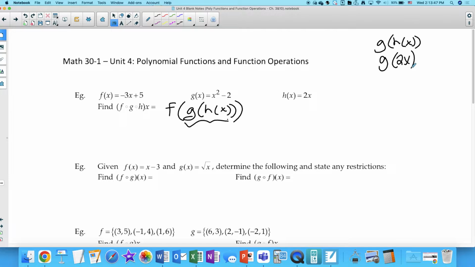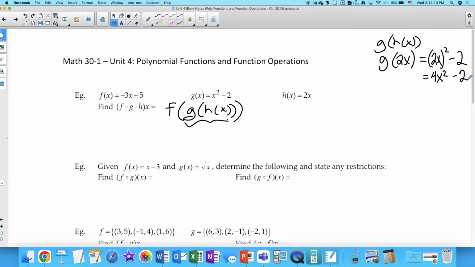Okay. And that is, let's see, g of x is x squared minus 2. So it's something squared minus 2. And the something has to be this 2x. Okay? And now I'm going to simplify that. So let's see, 2x squared is 4x squared minus 2.